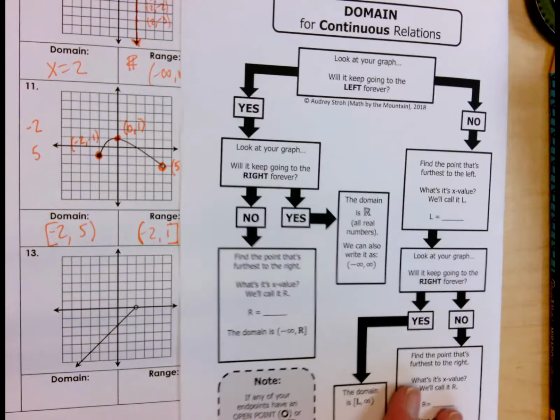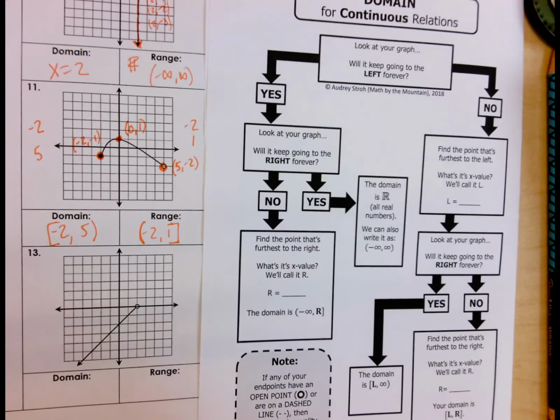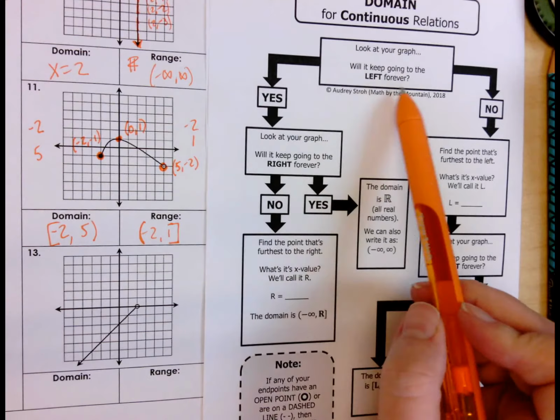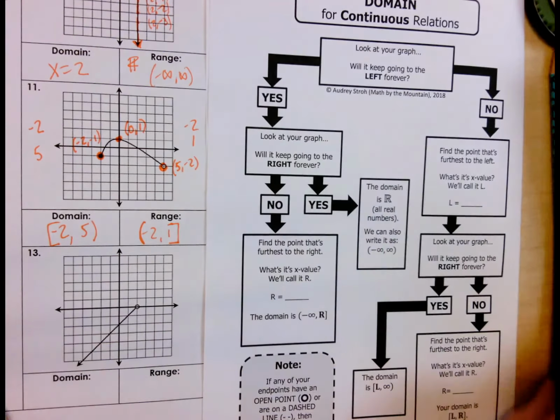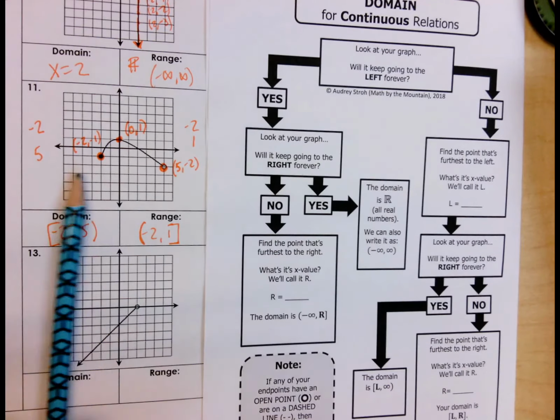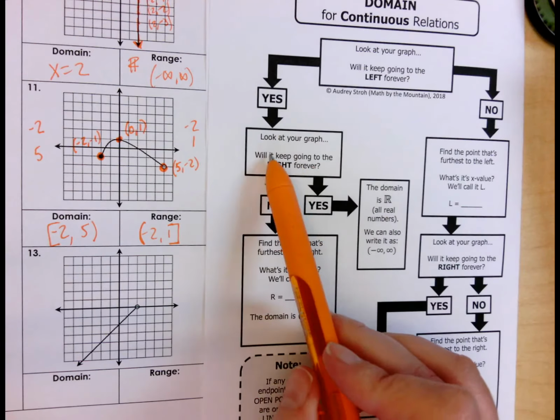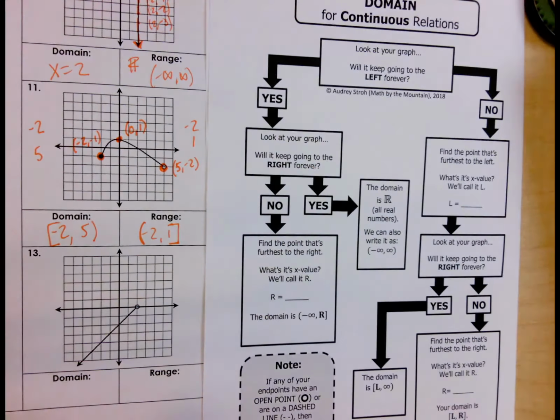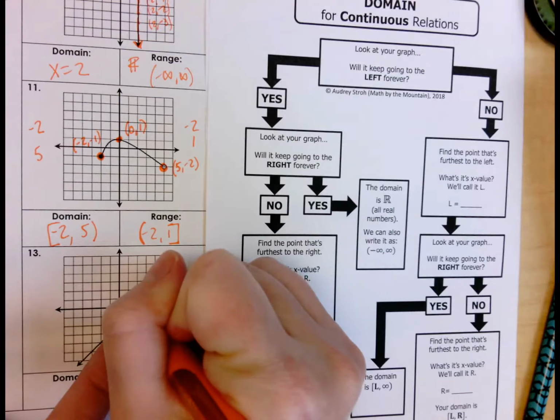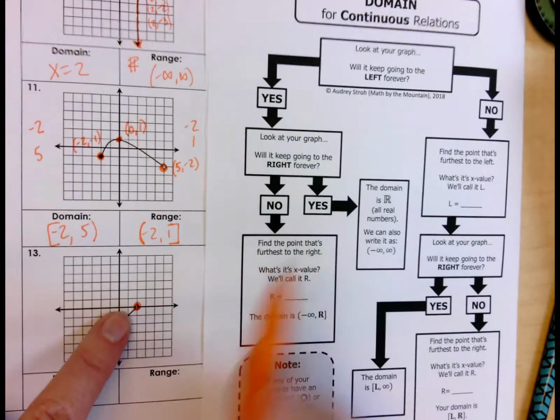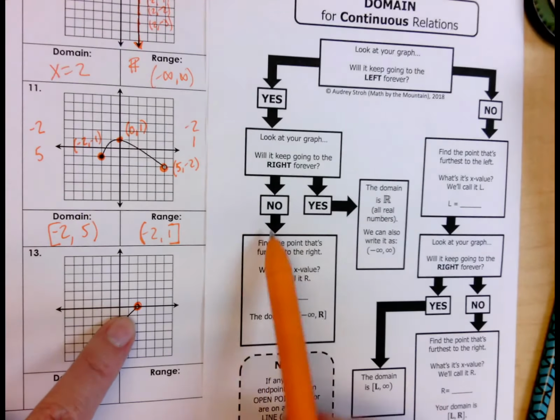All right. One more example, and we are going to do number 13. Okay, so on this one, look at your graph. Is it going to keep going to the left forever? So if I scan, it looks like, yep, that arrow means it's going to go to the left forever. So yes. All right. Look at your graph. Will it keep going to the right forever? Ooh, this is different. It doesn't keep going. It stops right here. So we go to no.